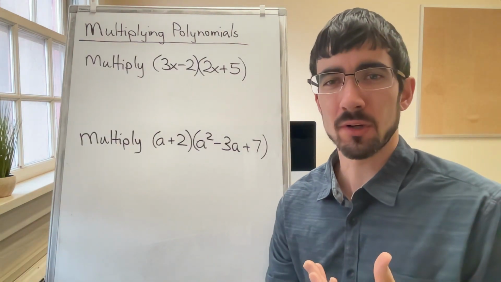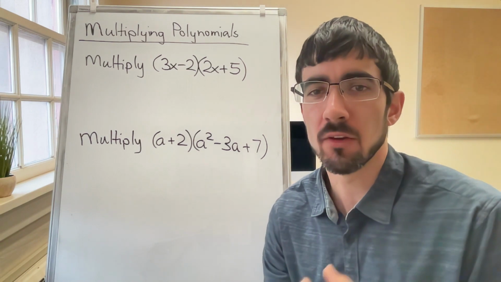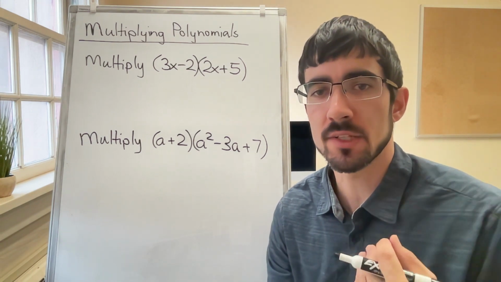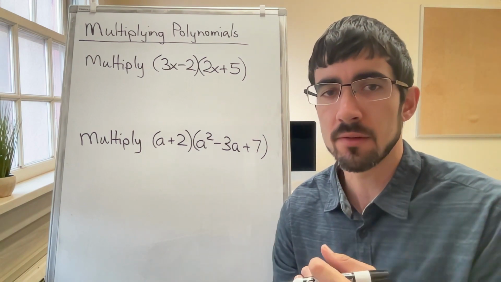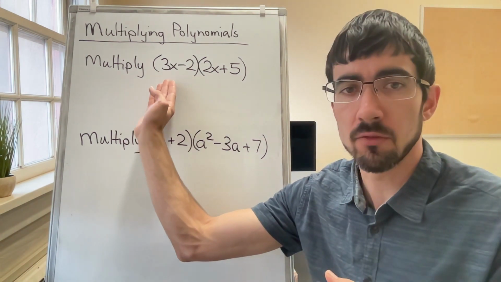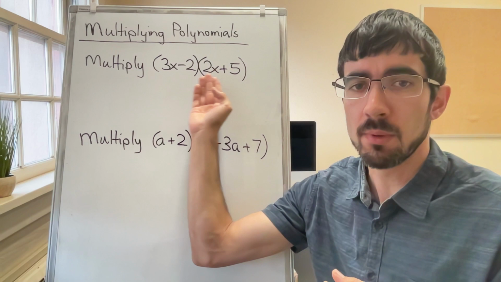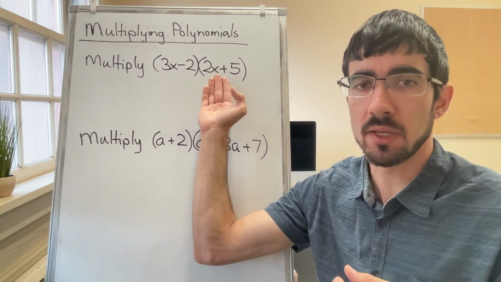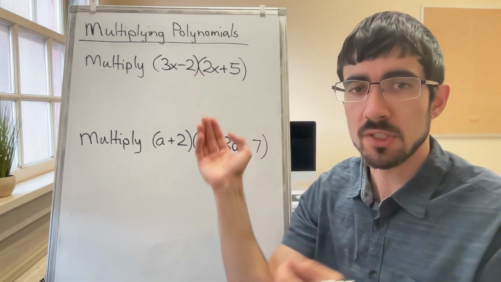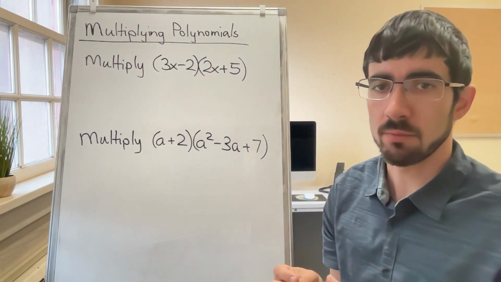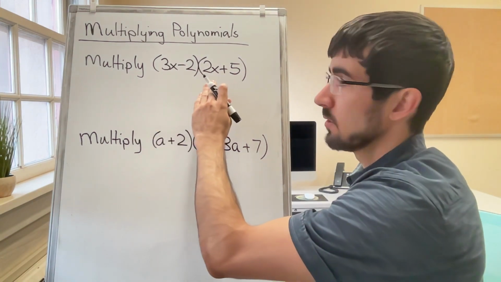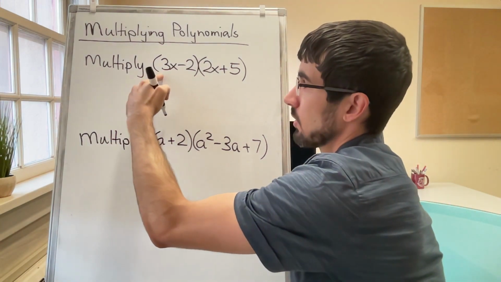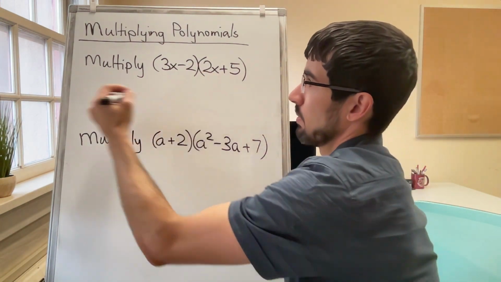It's really not more complicated when we're multiplying larger polynomials together. We just have to remember to apply the distributive property, which means that every term in the first polynomial will be multiplied by every term in the second polynomial. So we just have to make sure we're properly distributing. There's a couple of ways to show this. I could write this out using the distributive property. Multiply 3x minus 2 times 2x plus 5.